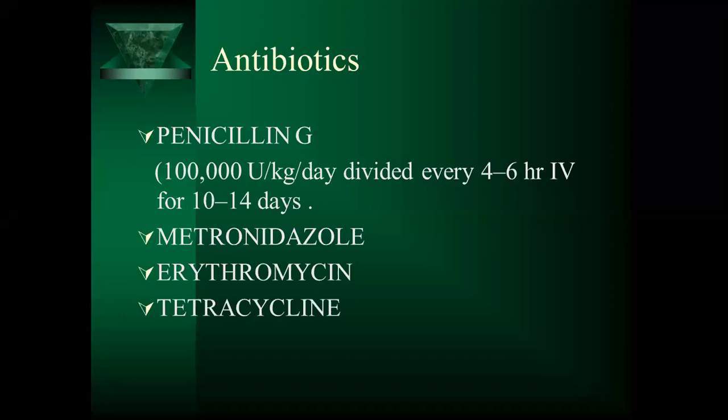You have to give penicillin, the drug of choice, 1 lakh units per kg per day, divided 4 to 6 hourly IV for 10 to 14 days. Then second choice, if penicillin is not available or if there is drug allergy, then you have to use Flagyl, metronidazole. Another option is erythromycin, tetracycline. Out of these four, you have to give any one antibiotic, either penicillin, metronidazole, erythromycin or tetracycline.